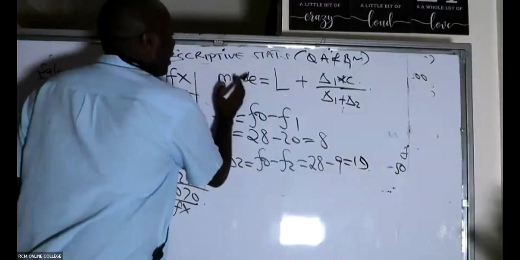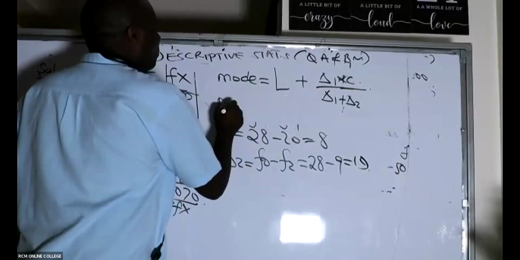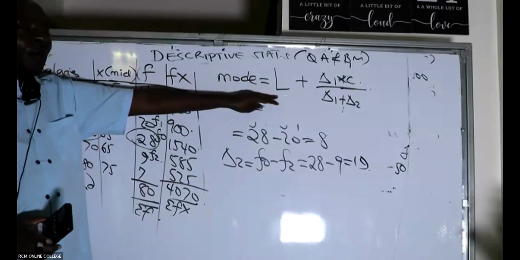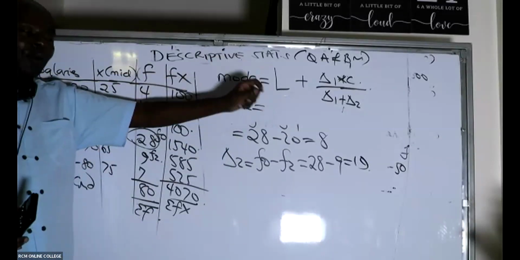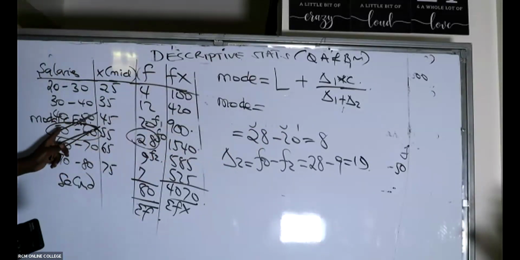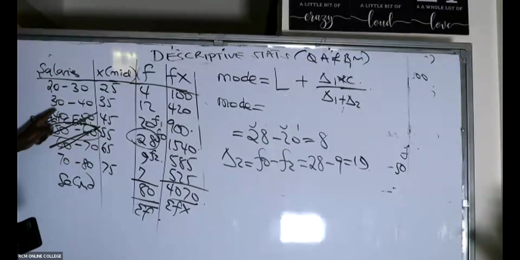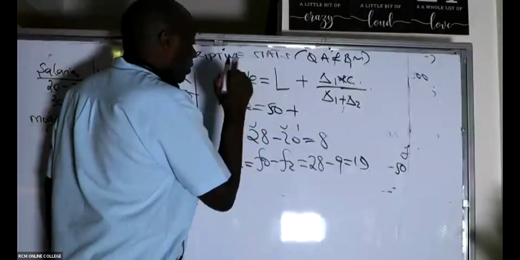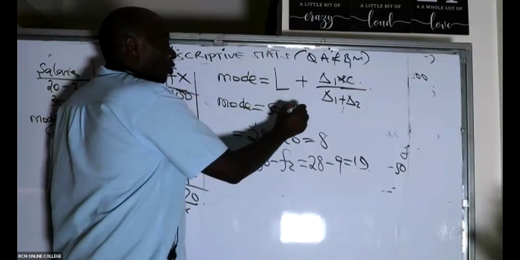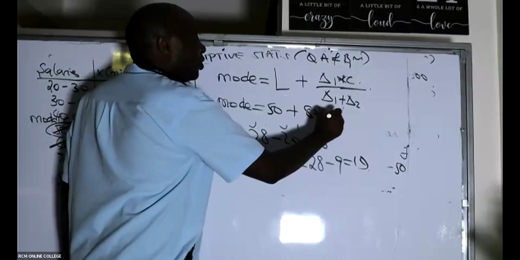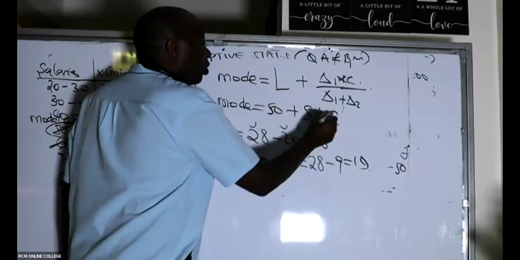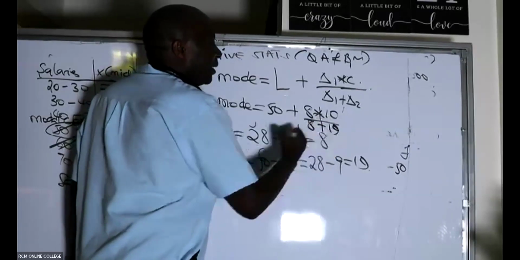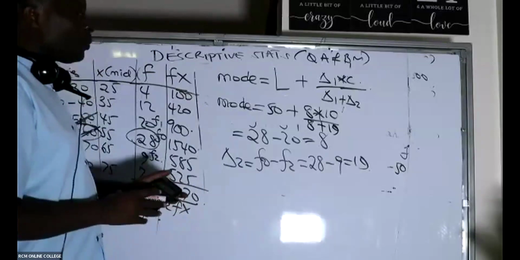Now from there, it will be about substituting, so we will be able to get the mode. The mode is the lower boundary plus something. Fortunately, I have the lower boundary for this modal class as 50. So this is 50 plus delta 1. Delta 1, you gave me a figure of 8. The class size, you gave me a figure of 10. All over the two deltas added together, that is 8 plus 19.